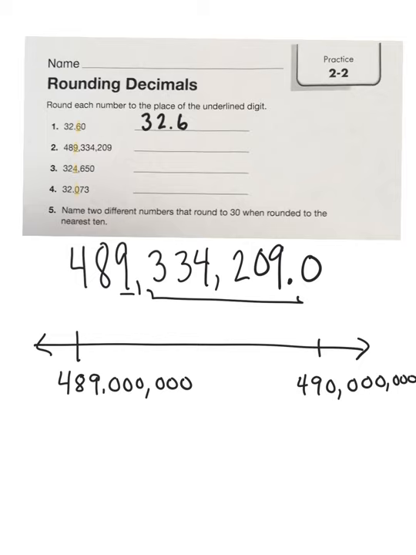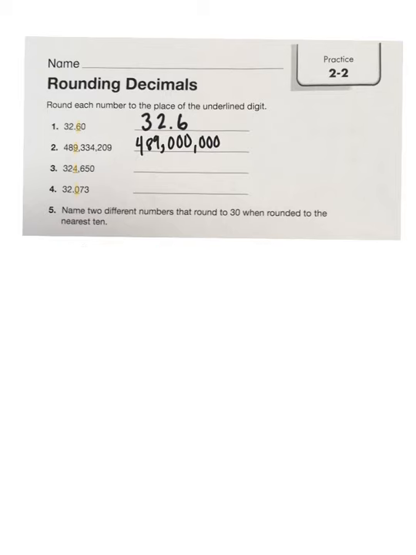Now, in order to round to the nearest millions place, I'm going to use the hundred thousands place to help me round. So I'm going to use the 3, and since it's 4 or less, I'm going to let it rest at the smaller place value position. So I'll round down to 489 million. Make sure that your commas are really clear, that they're commas and not decimal points.